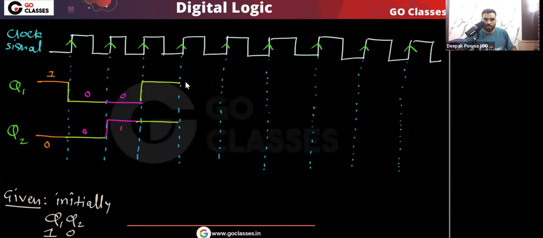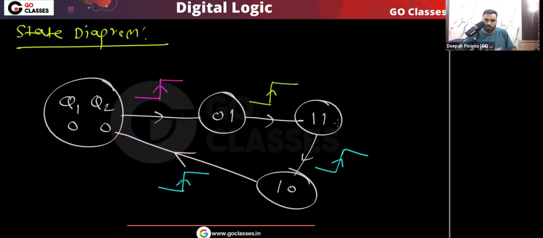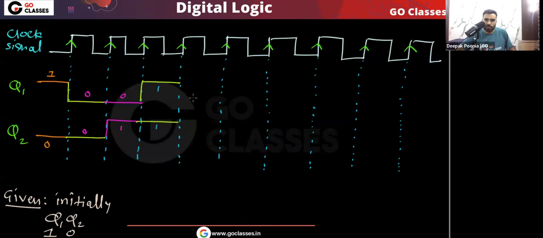Okay, now tell me, at the next rising edge, because both the flip flops are positive edge triggered, only at the positive edges of the clock they will respond to the inputs and change their state. All other time they will be inactive and they will remain in their current state. So you can see at this positive edge or rising edge, this Q1 is 1 and this Q2 is also 1. So from 1, 1, what is the next state? From 1, 1, the next state is 1, 0. Already this Q1 is 1, so it will remain 1 and this Q2 will become 0.